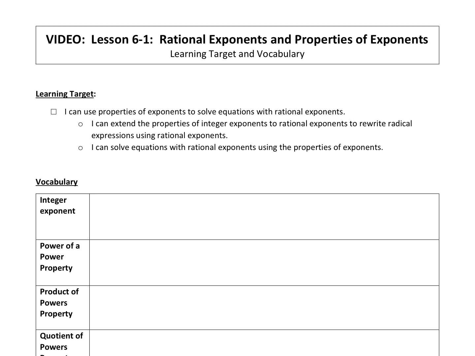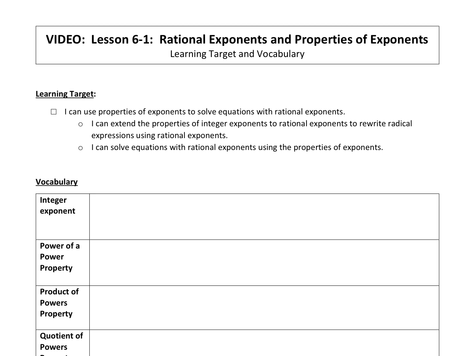So our learning target for today, we will be able to use properties of exponents to solve equations with rational exponents. We will be able to extend the properties of integer exponents to rational exponents to rewrite radical expressions using rational exponents. We will also be able to solve equations with rational exponents using the properties of exponents.